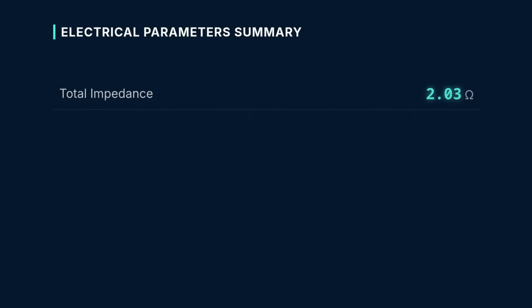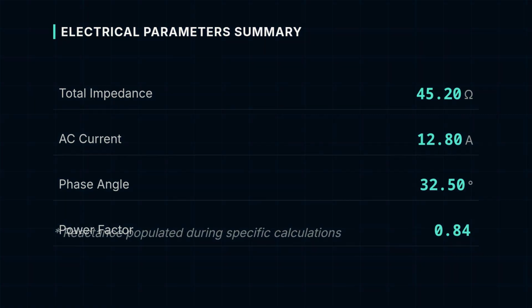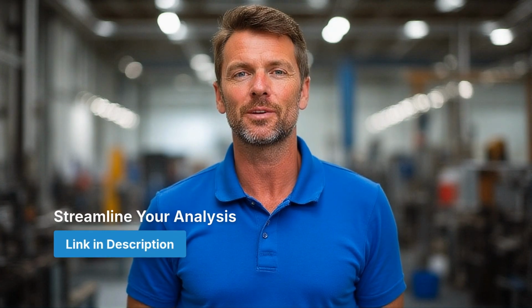Additional outputs include total impedance, AC current, phase angle, and power factor values, though only the reactance is populated when calculating that specific parameter. This tool streamlines AC circuit analysis for any engineering application.